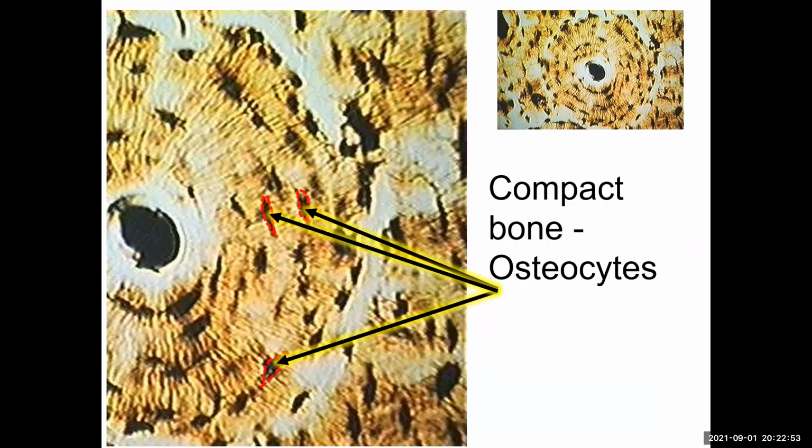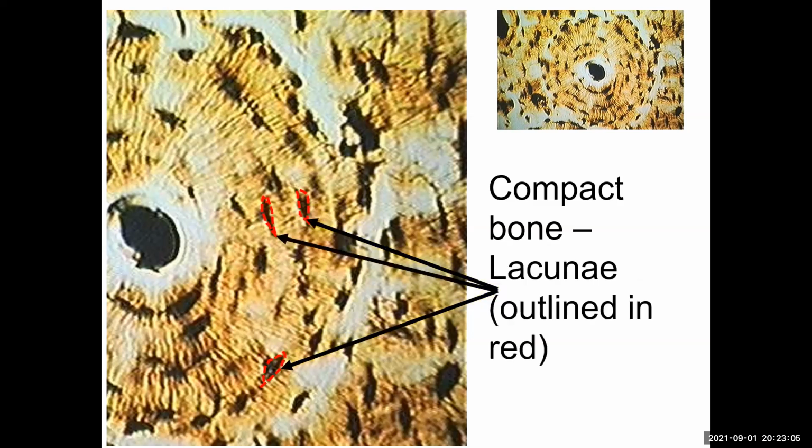Those are the cells that live in those black spaces, and they maintain the bone, take care of it, upkeep it. And then the arrows are now pointing to the red dashed lines, and those again are lacuna, the spaces there.